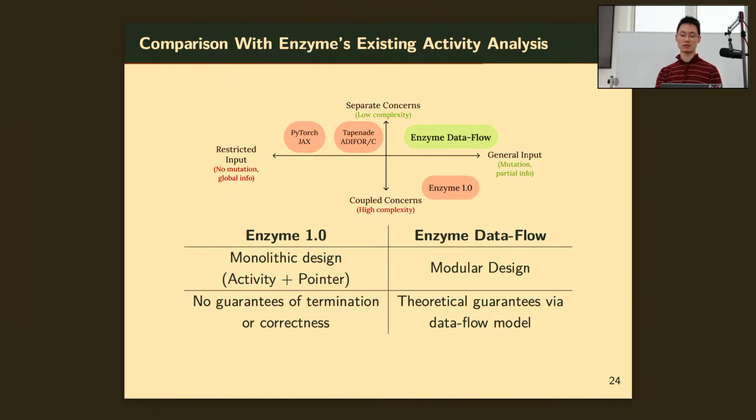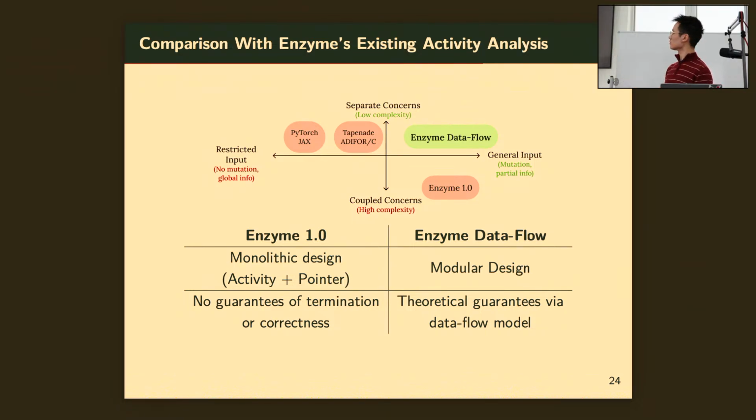The entire talk until now has been comparing the partial information model against the global information model. We'll now briefly discuss the other axis, this y-axis, to compare against Enzyme's existing activity analysis. Enzyme's existing analysis, which we're calling Enzyme 1.0, jointly tackles pointer, activity, and escape analysis in this coupled way, which results in a combined analysis that needs to juggle a lot of responsibilities at once. In contrast, our work cleanly separates the analysis into simple, modular pieces that each have a defined responsibility.